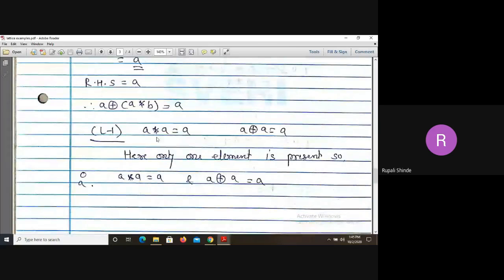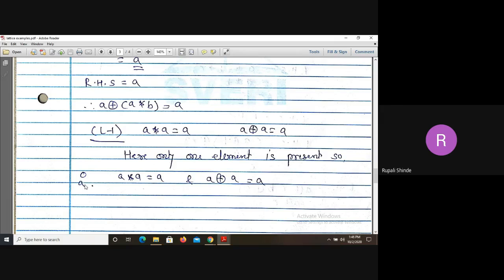Consider here L1. This is the first property of a lattice. That's why L is given. 1 means the first property. Now here A ∧ A is equal to A and A ∨ A is equal to A. So this is the idempotent property. The first statement is written for the meet operation. The second statement is written for the join operation. Now observe these two statements. Here it contains just one element, and that element is A.